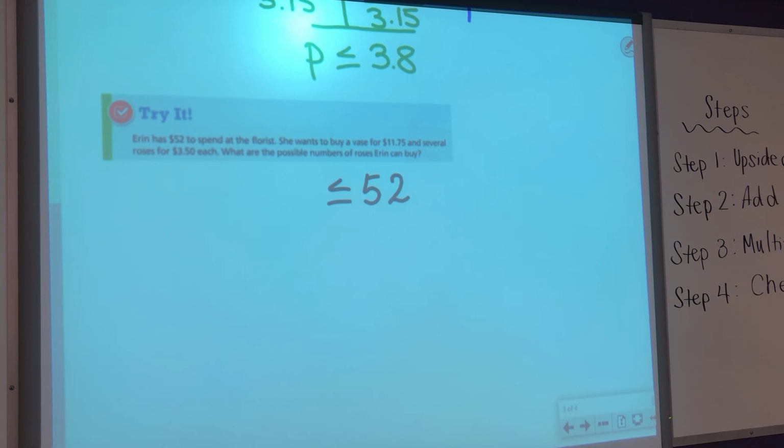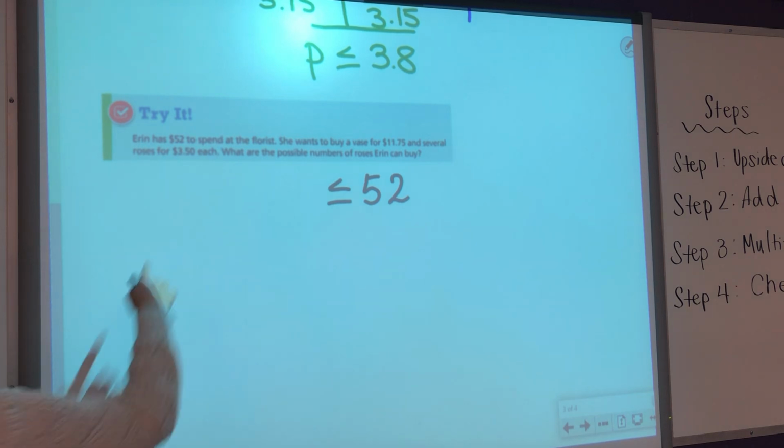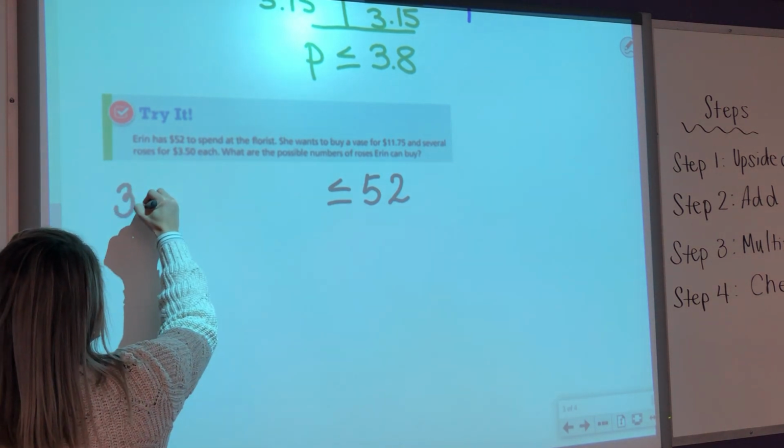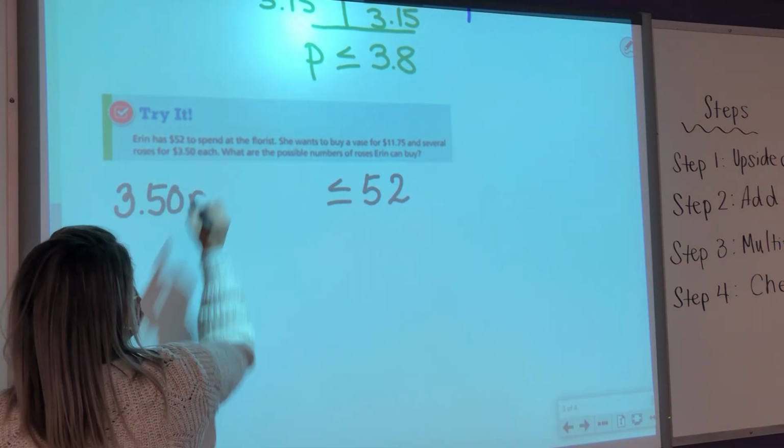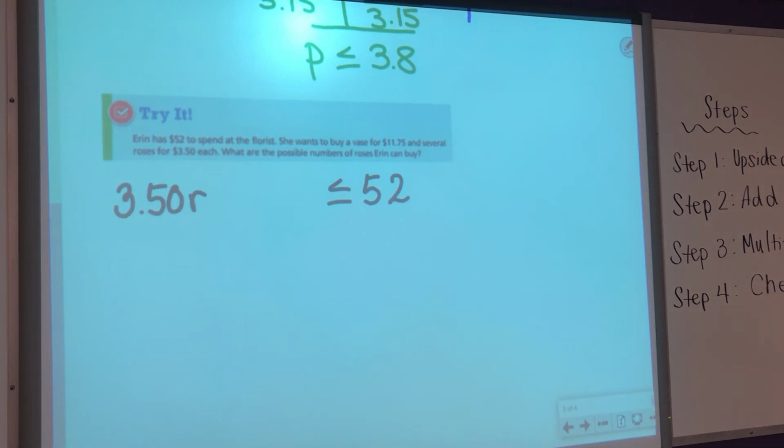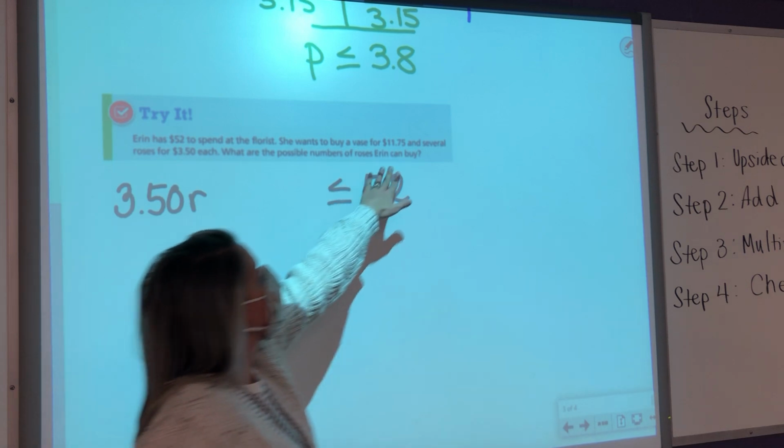The roses are $3.50 each. So that tells us that one rose is $3.50. Anything above one rose, what operation do we have to do to figure out how much money we're going to spend on the roses? Multiplication. So $3.50 times R. Why did I choose R? Because roses. Very good. Could I choose any variable? Yes, absolutely.